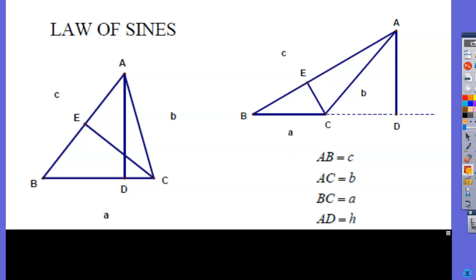Hey guys, welcome back. So in this second video, we're going to talk about law of sines and law of cosines. Those two formulas and relationships relate to triangles that aren't necessarily right triangles. We call those oblique triangles. So, what can we use to solve when triangles aren't right?